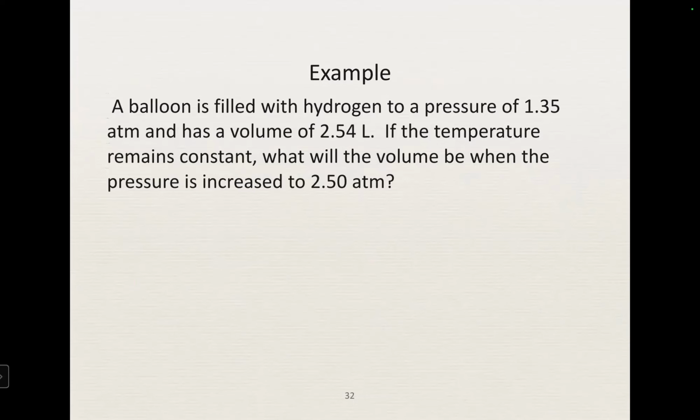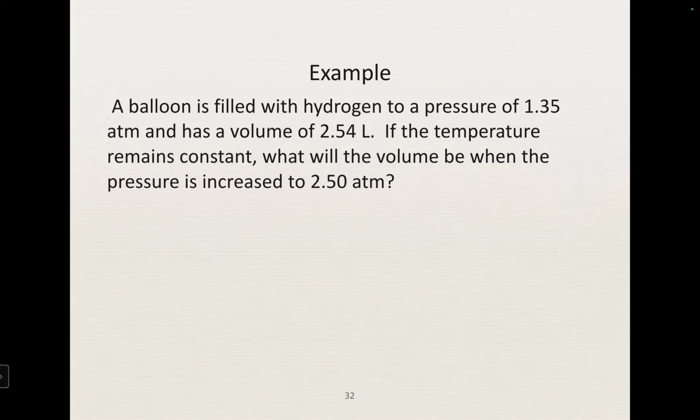Okay, so a similar one. In this case, we're filling a balloon with hydrogen. So typically, we wouldn't do that unless we were probably going to use it as some sort of ignition, because remember, hydrogen is going to be flammable, whereas helium is a noble gas, so it's going to be essentially unreactive. That's why helium's used in blimps and things like that now.